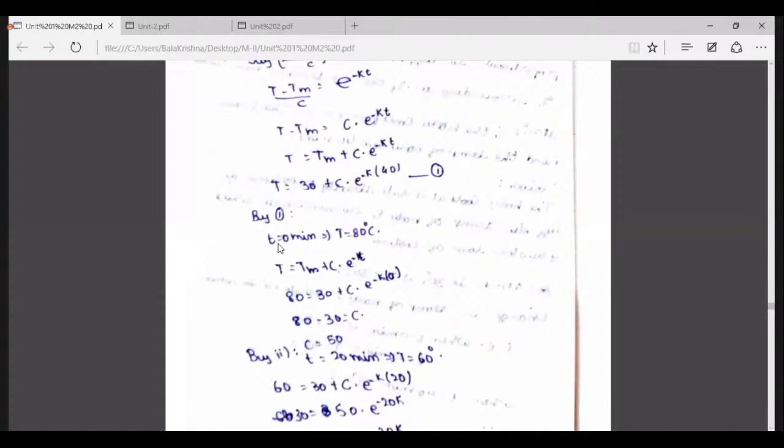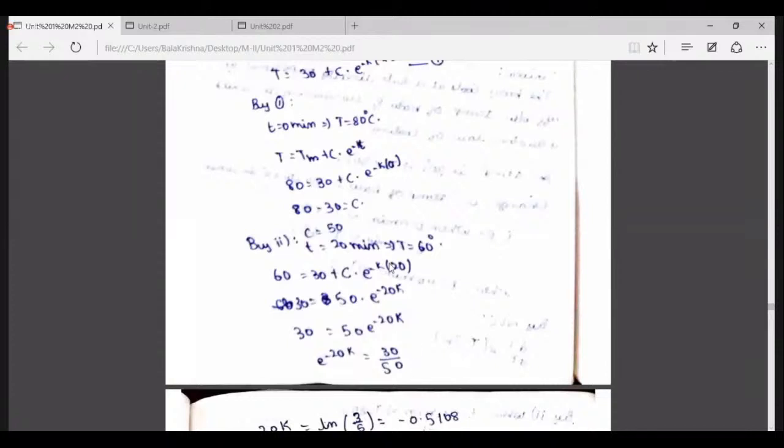So by the initial condition, when time is 0, temperature is given as 80 degrees. So when you substitute in this equation, when t is equal to 0 and temperature is 80, so capital T is 80, temperature in air is given as 30, plus C, which we don't know, into e power minus k into time, which is 0. So as the power is 0, this becomes 1. So C is equal to 80 minus 30, that will be 50. So always you will get that C value from the initial condition. Using this one and the second condition, you can get the k value also.